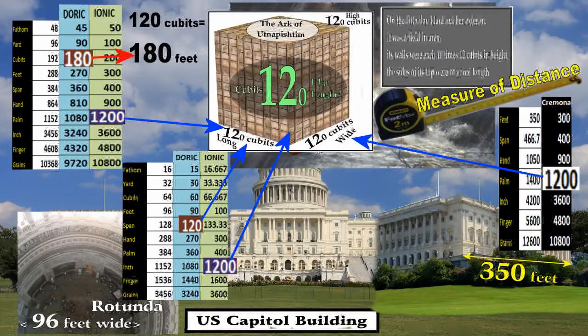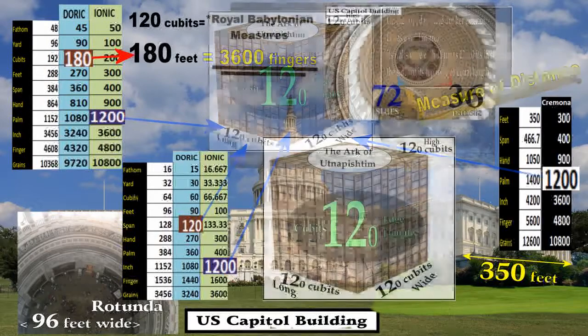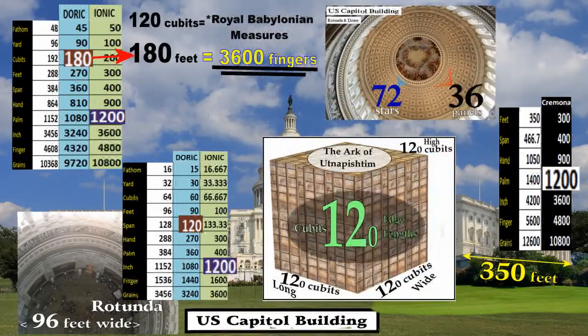So 120 cubits wide, 120 cubits high. Royal Babylonian cubits. In the Royal Babylonian scale, one cubit is 1.5 feet, therefore 120 cubits is 180 Royal Babylonian feet. We have 180 there as well. That will also convert in the Royal Babylonian scale to 3,600 fingers. That's the same thing happening again.